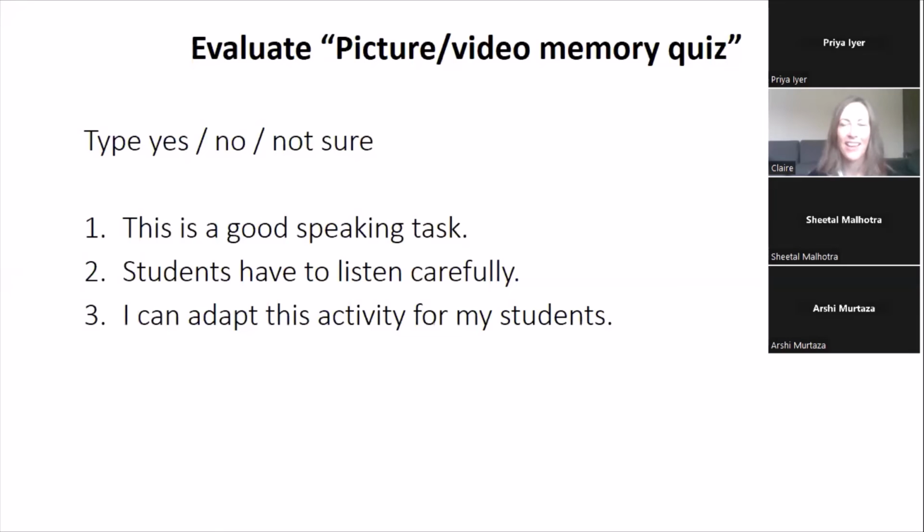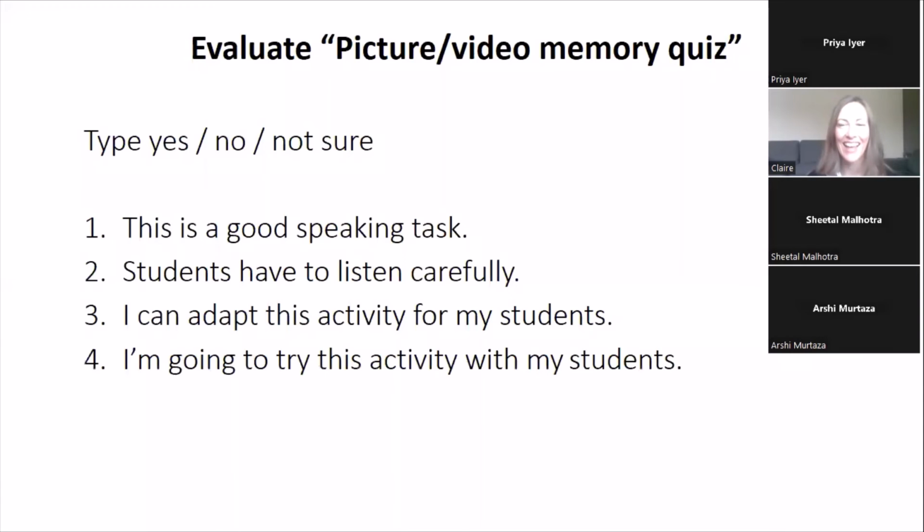Yeah. Can you adapt it? Yes, you can. Any picture. And who's going to try it? Any brave volunteers? Why not? You don't need to prepare. Just plan it into your next lesson. 2 minutes, get your students talking.